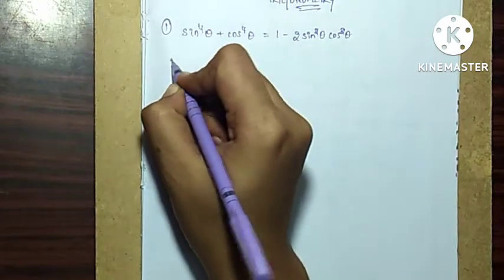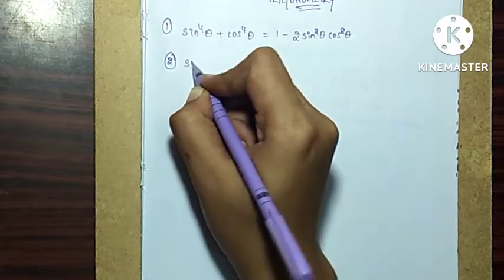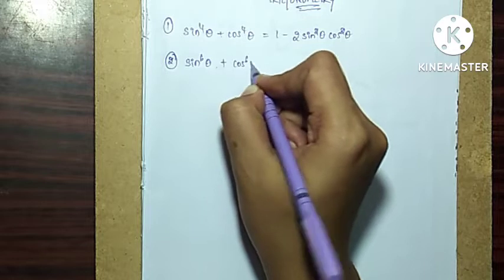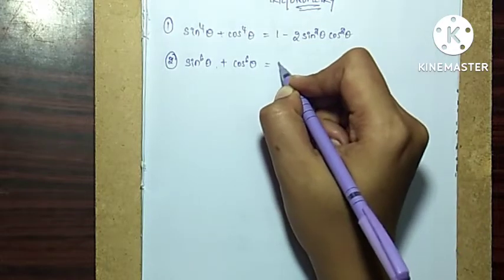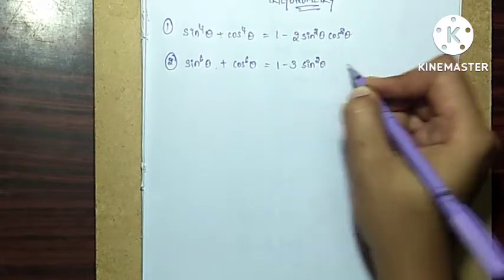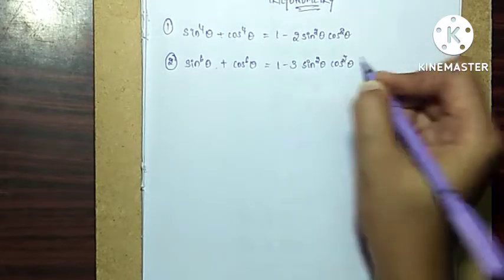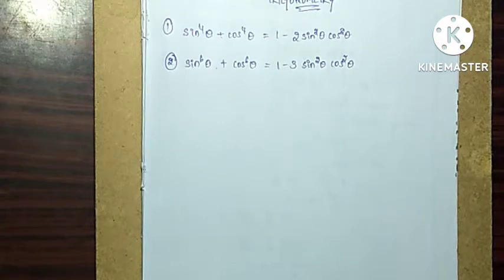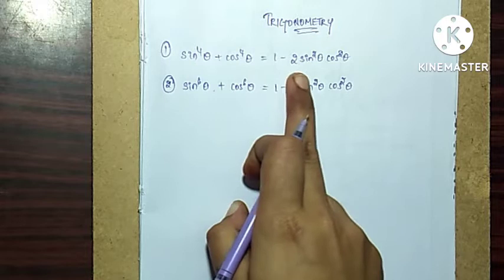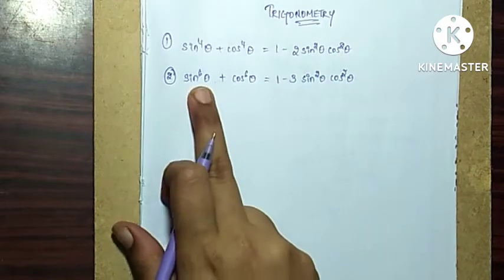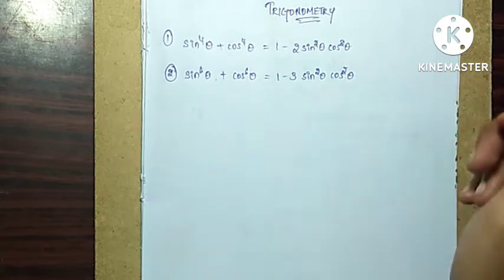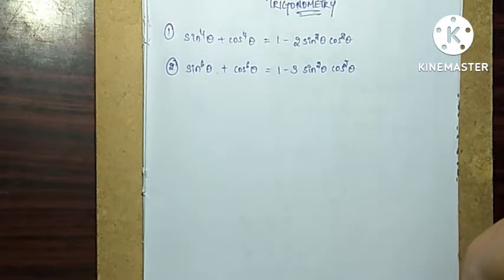Now our second important formula is sin^6 theta + cos^6 theta = 1 - 3 sin^2 theta cos^2 theta. Nothing is tough. Here there is 4 divided by 2, so 1 - 2 sin^2 theta cos^2 theta. Here there is 6 divided by 2, so 1 - 3 sin^2 theta cos^2 theta. Very, very simple and very, very easy.